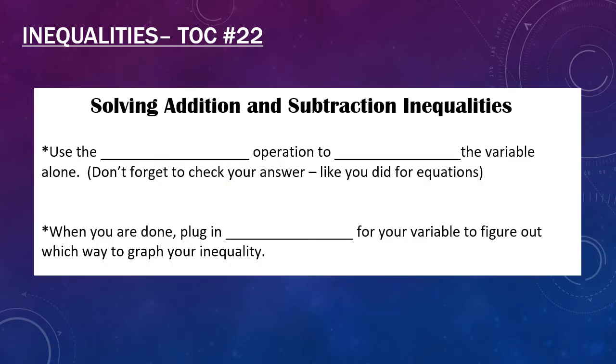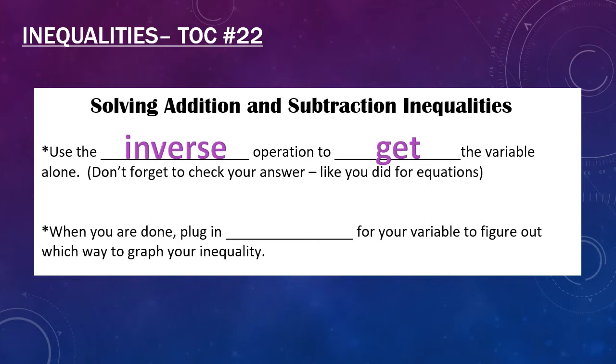Okay, do me a favor, flip your paper over, and we're going to talk about how to solve them. Now, the good news is solving inequalities is the exact same as solving equations for adding and subtracting. And that's all you have to do in 6th grade. So you use the inverse operation to get the variable alone, just like we did for equations. Don't forget to check your answer just like you did for equations. It's the same exact thing. So for addition, you use subtraction. For subtraction, you use addition. Same thing. It's nothing new.